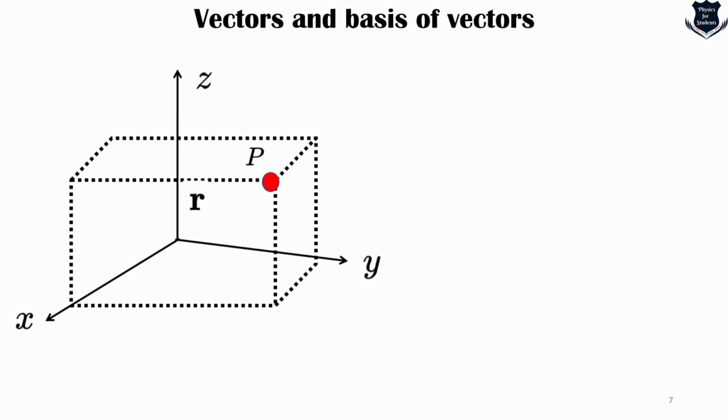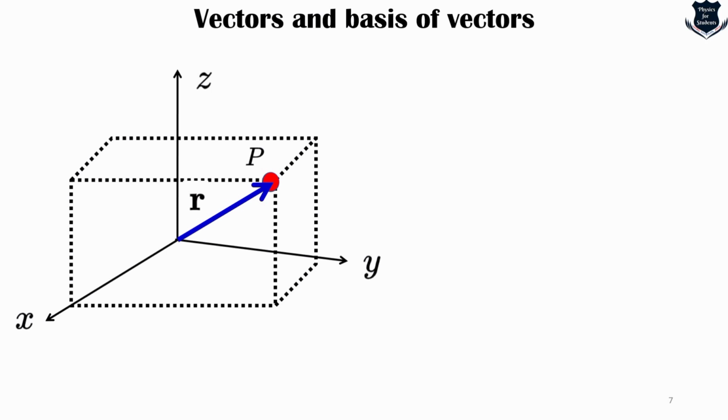In particular, there is a useful type of vector which is called the position vector. This blue one, we can call it a radius vector R, which goes from the origin and is used to define the position of a particle, which is this one, P.